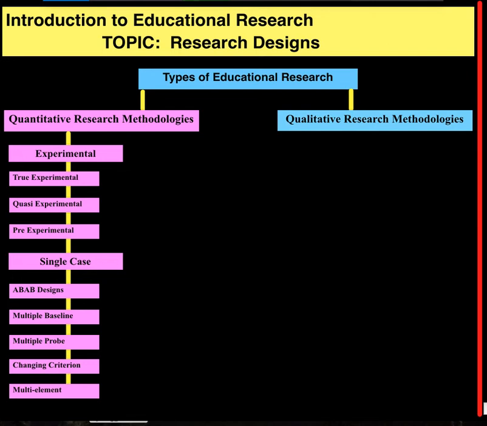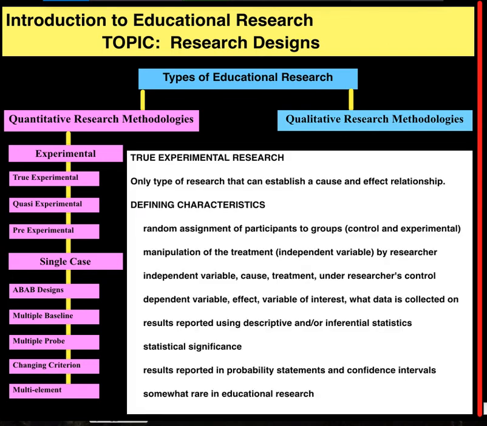Well, we're going to start on the left side, and we're going to start looking at the experimental research, and the first one we're going to look at is true experimental research. Now, true experimental research, which is usually pretty rare in education, but it is the only type of research that can establish a cause and effect relationship. The only type of research.